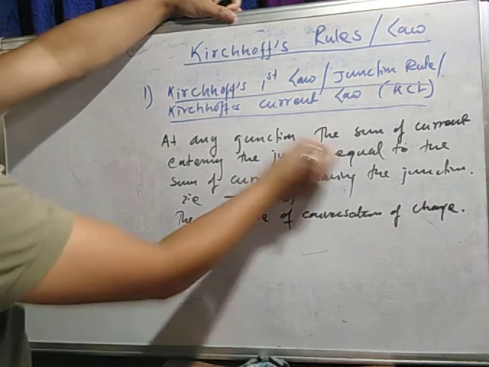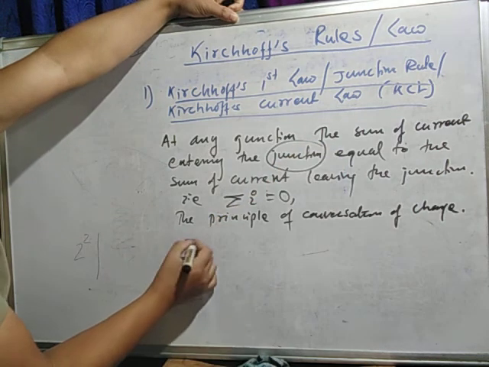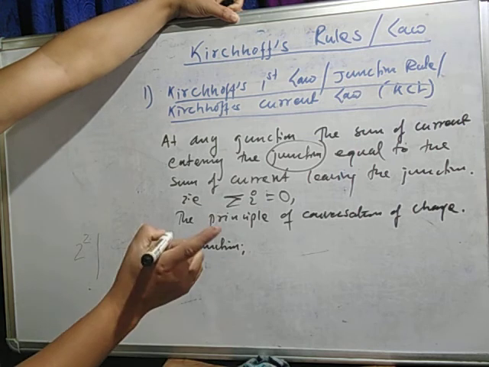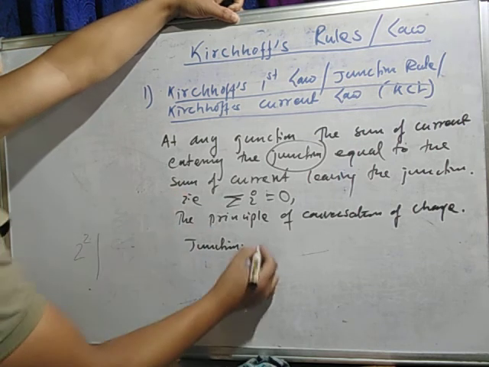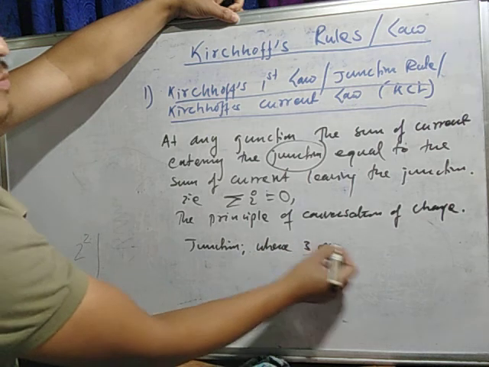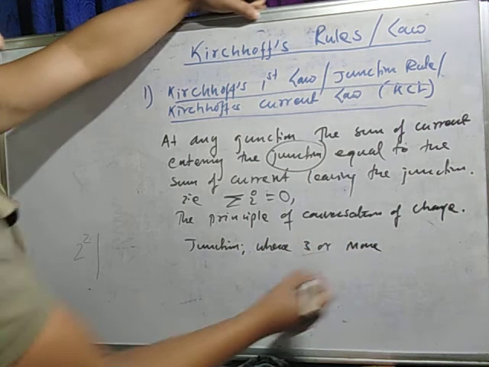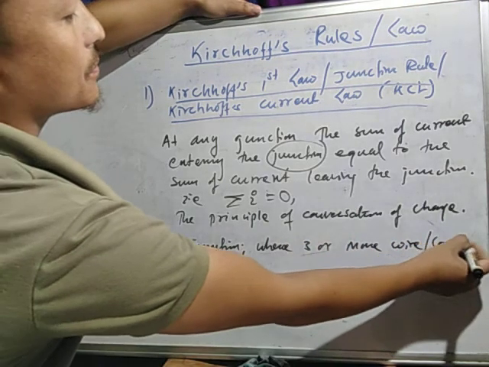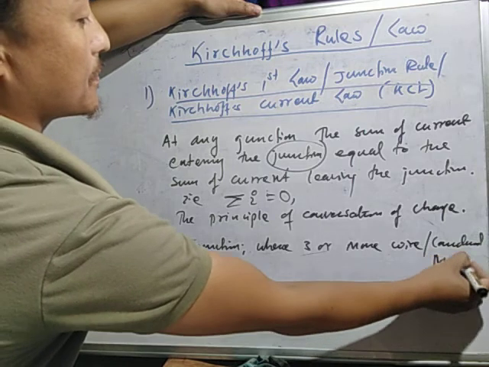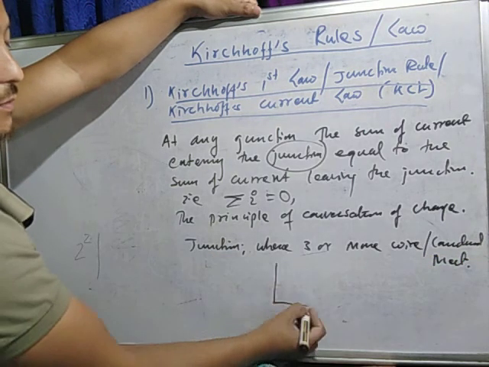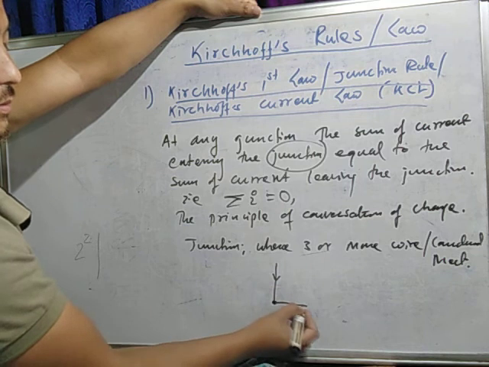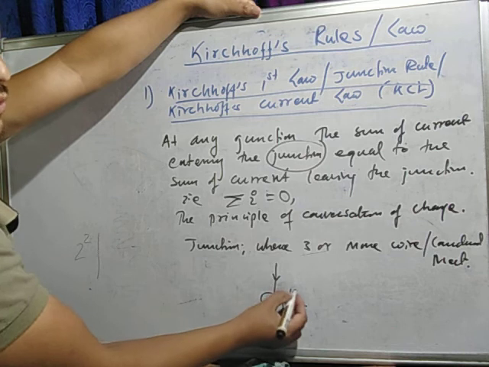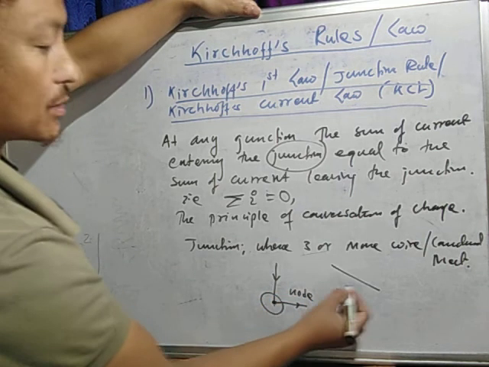First we will discuss the junction. What do you mean by junction? Write down: a junction is that point of a circuit where three or more wires or conductors meet. This is one type of meeting point, but with less than 3 it is called a node, and a junction is this one.